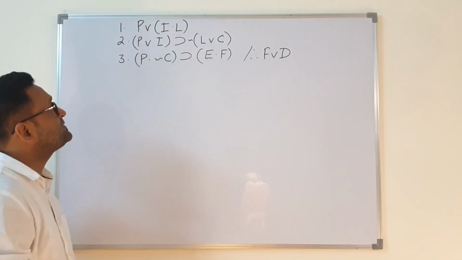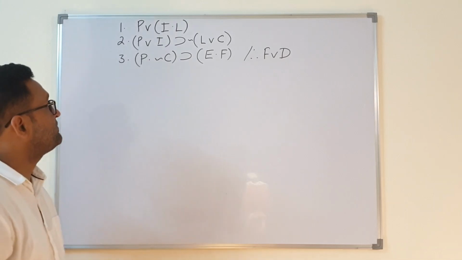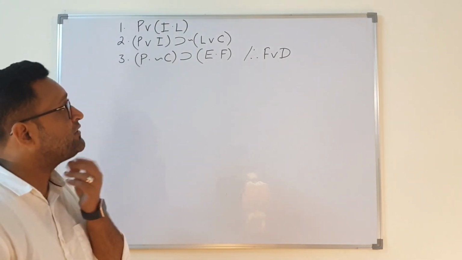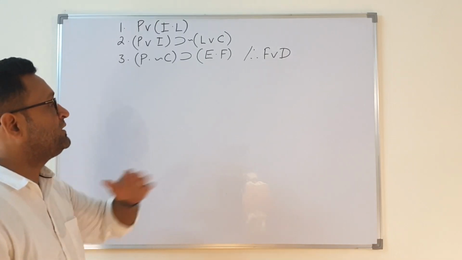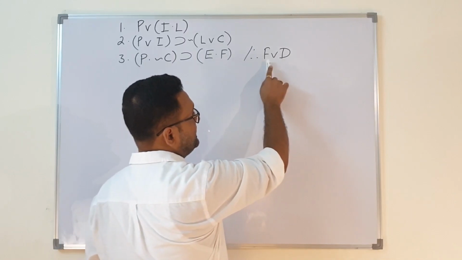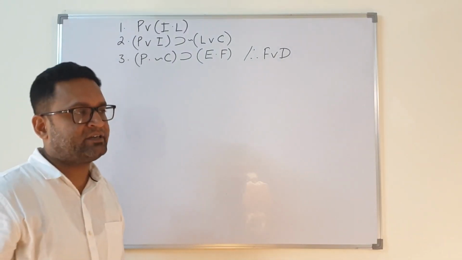So the question is: P wedge I dot L. P wedge I implies negation of L wedge C. P dot negation C implies E dot F. Therefore, F wedge D. So to create F wedge D, there is one way. Either you create F or you create D and add it. This is one way. The other way is if you can create a constructive dilemma.